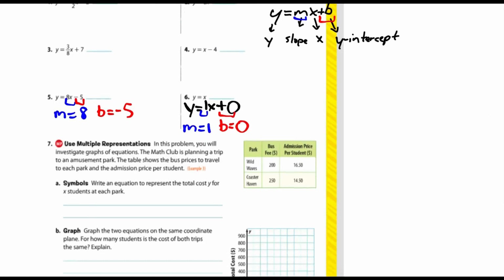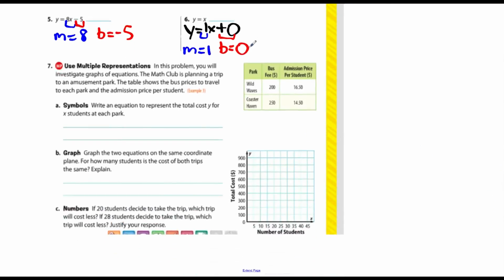So really the challenging questions were just 7 and 8. 9 is kind of straightforward. It goes back to this rule here. So I wanted to look at number 7 to make sure that we can go from a table to an equation to a graph. Number 8 is the same thing. It just gives you the equation, so it's write a graph. So let's practice that. Number 7 says, in this problem, you'll investigate graphs.